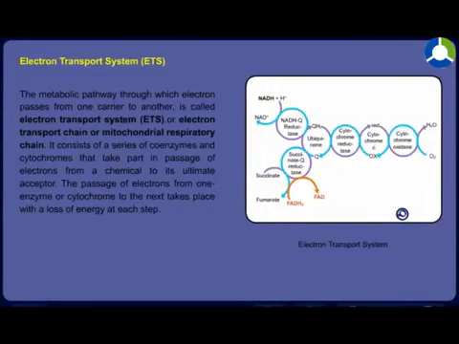It consists of a series of coenzymes and cytochromes that take part in passage of electrons from a chemical to its ultimate acceptor. The passage of electrons from one enzyme or cytochrome to the next takes place with a loss of energy at each step. It is operative in the inner mitochondrial membrane.